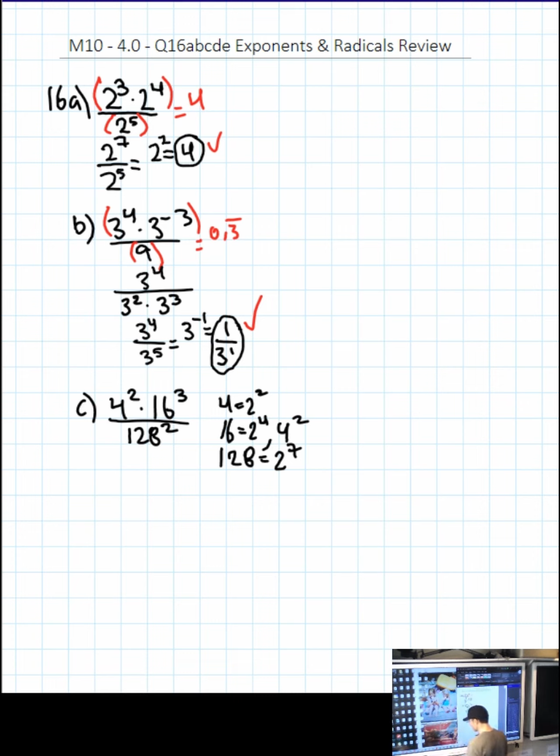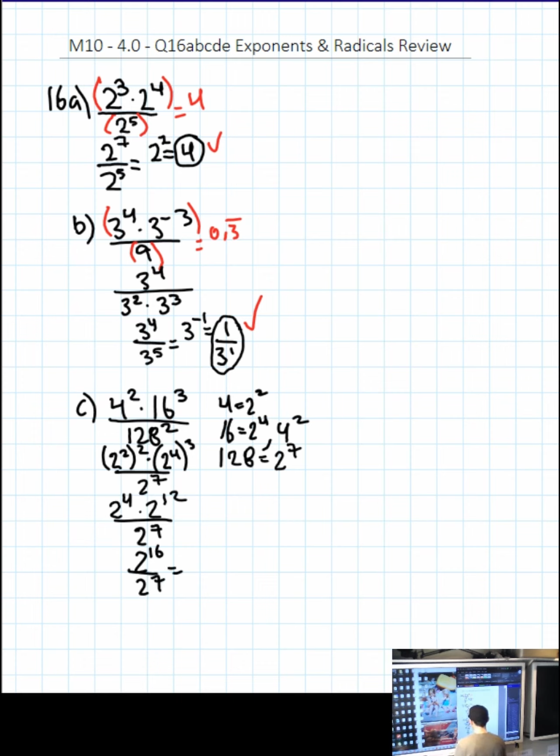So I'm going to replace the 4 with 2 squared, brackets around it, still squared, times 16 is 2 to the 4, brackets around it, to the 3, over 2 to the 7. So on the top, we can multiply the exponents. So we're going to have 2 to the 4 times 2 to the 12 over 2 to the 7. Then on the top, we're multiplying with the same base. We can add the exponents. We get 2 to the 16 over 2 to the 7.